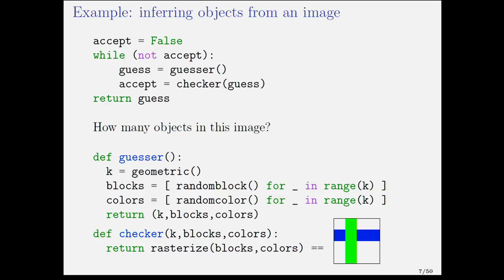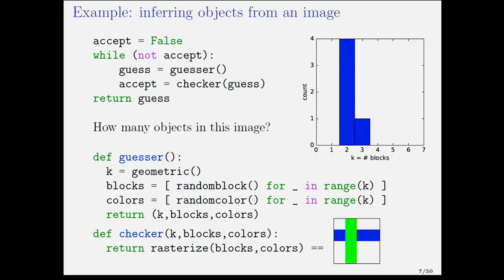And if I view this as a stochastic inference problem, then I can run this multiple times in order to start to get a picture of what this distribution looks like, what the denotation of this code is, right? And here's 100 runs. So this model believes there are two objects here. And it's possible there are three, but it's much less likely.